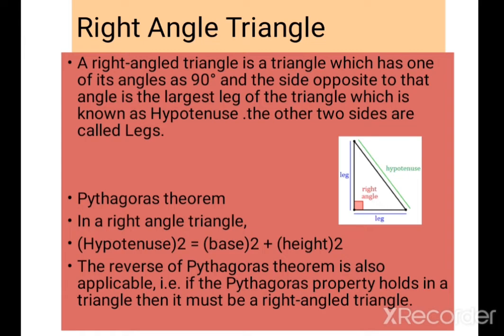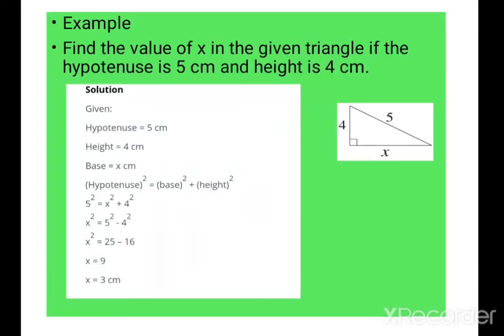Pythagoras theorem says the square of the hypotenuse will be equal to the square of the base plus the square of the height. The converse of Pythagoras is also applicable. If the Pythagoras property holds in a triangle, then it must be a right angle triangle.